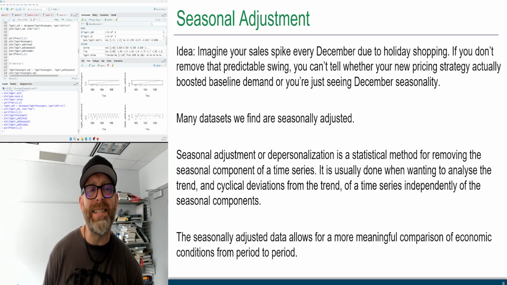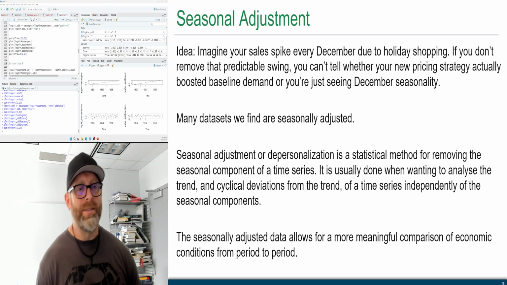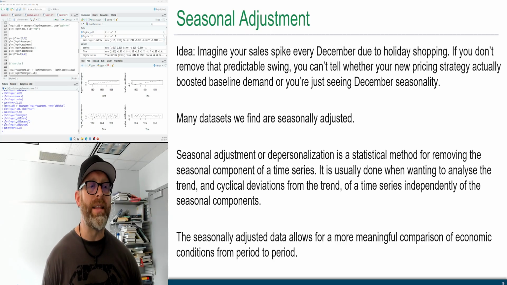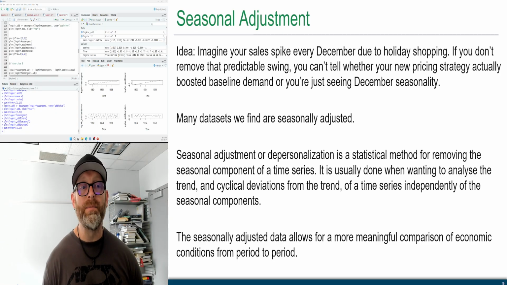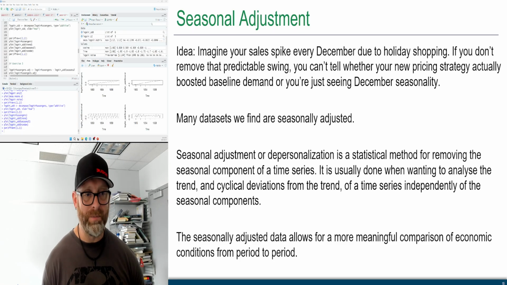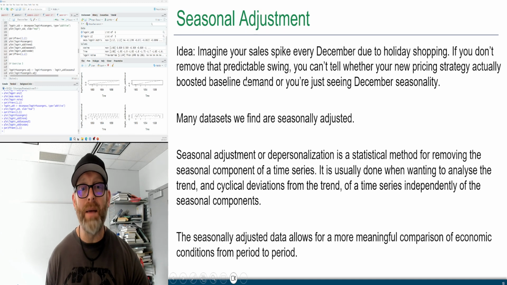So many data sets that we find have already been seasonally adjusted. Seasonal adjustment or deseasonalization is a statistical method for removing the seasonal component of a time series. It's usually done when wanting to analyze the trend and the cyclical deviation from that trend of a time series independently of the seasonal component. Now, the seasonally adjusted data allows for more meaningful comparisons of economic conditions from time period to time period.